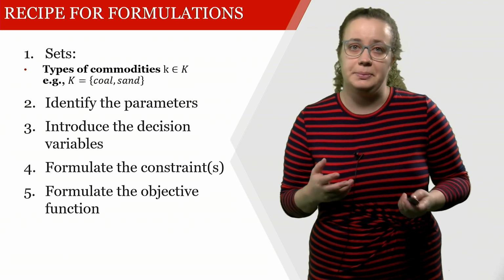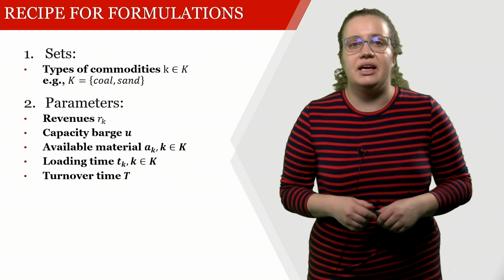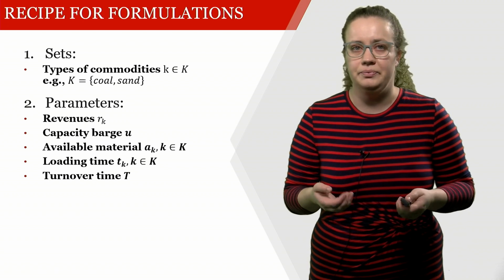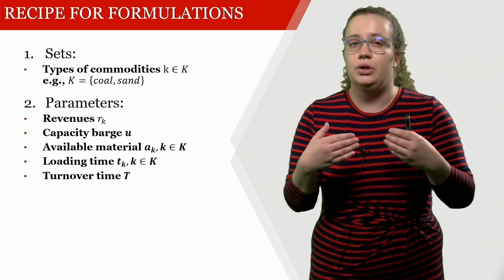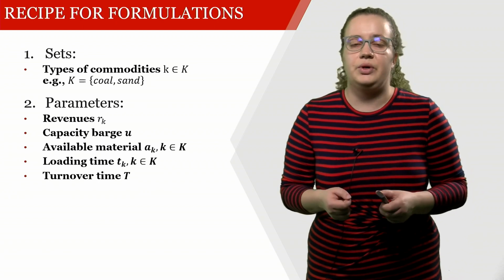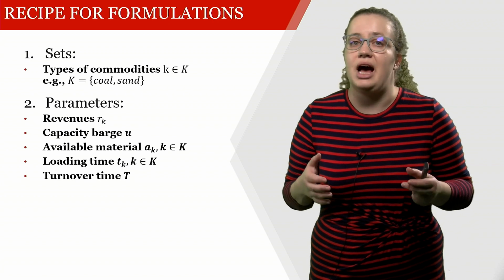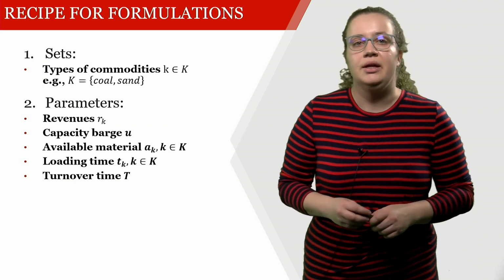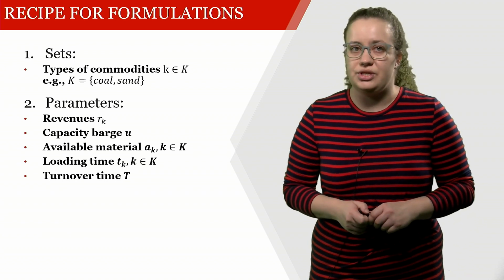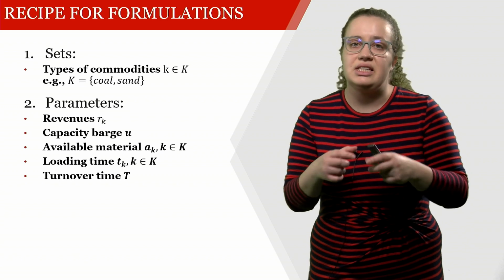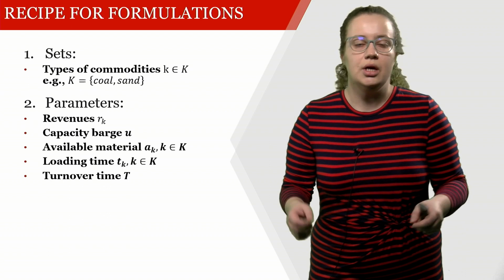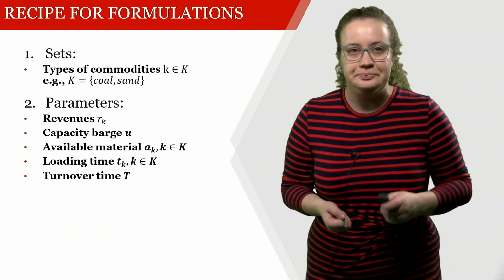Then we identify the parameters. In this case, we have revenues R_k. We have a capacity of U, so we can ship at most U items in total. Then we have available material, which is going to limit how much we can ship of a certain type. Then we have a loading time T_k per item k, and we have a turnover time T. So parameters are everything that is given exogenously to the problem. This is nothing that we can change, so we just have to accept it.